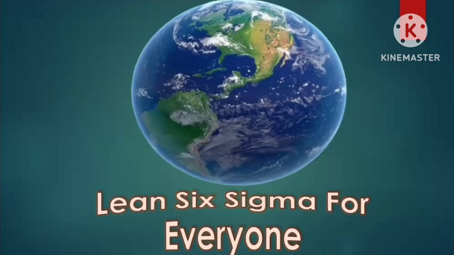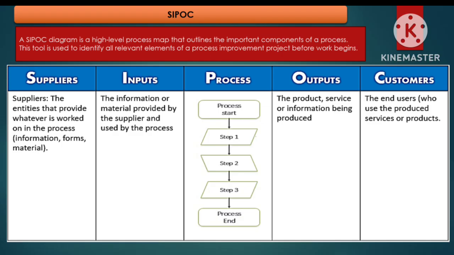Today I am going to talk about SIPOC. A SIPOC diagram is a high level process map that outlines the important components of a process. This tool helps us to identify all relevant elements of a process improvement project like suppliers, inputs, process steps, outputs, customers. So this gives us the clarity about suppliers involved in the process, inputs required in the process, high level process steps, output of the process, and the customers involved in the process.